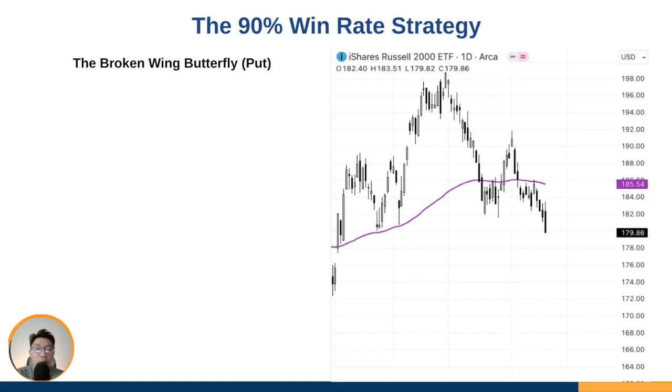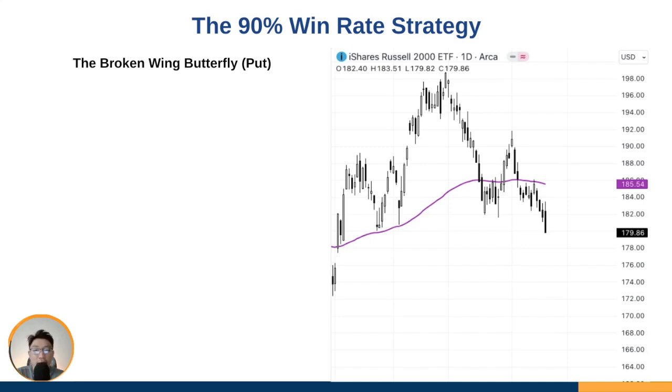The main reason I focus on the put broken wing butterfly is that most of the underlyings I tend to trade have put skew, right? In fact, most equities will have put skew. Unless you manage to find certain stocks that have call skew, then you want to put on the call broken wing butterfly. But for the most part, especially with the index ETFs, you're going to have put skew, so you want to use the put broken wing butterfly instead.